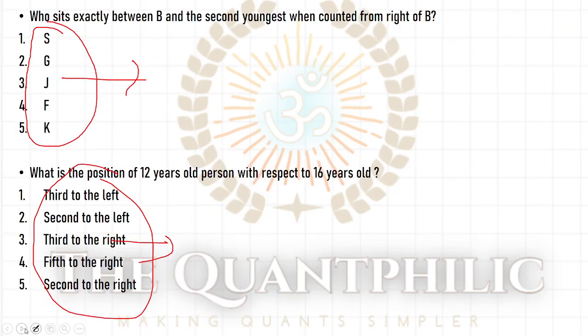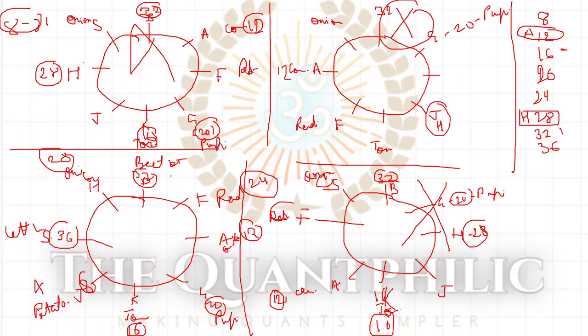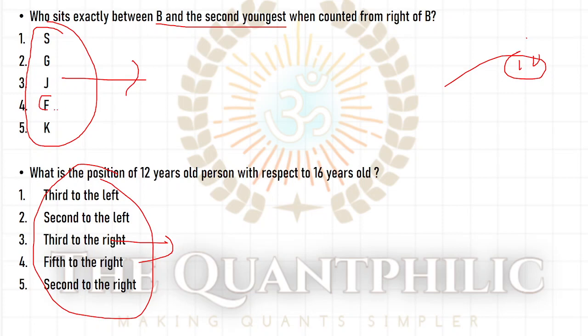Okay, let's begin from the question. Who sits exactly between B and the second youngest? Second youngest will be 8, 12. 12 and B when counted from the right hand side. Okay, so this is I think B and 12. So F sits, this is second youngest, counted from the right. So F radish 24. So F is the answer to this.